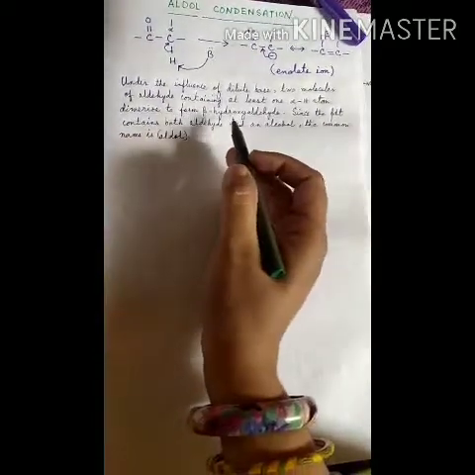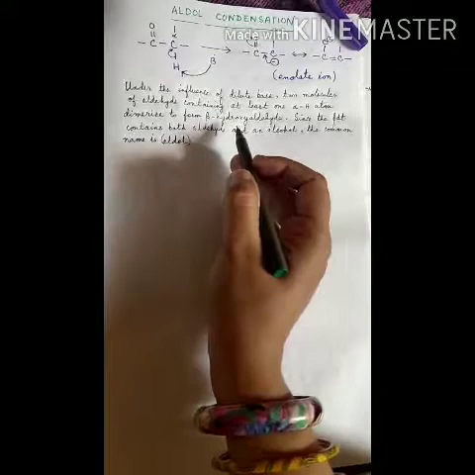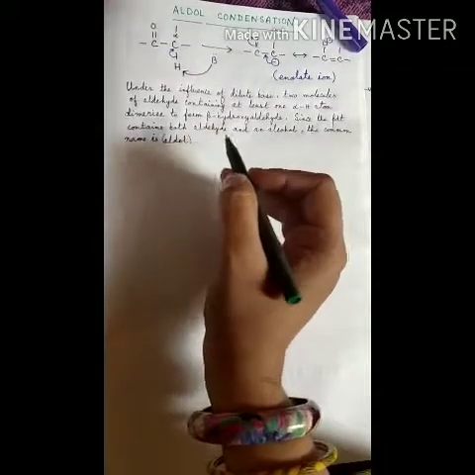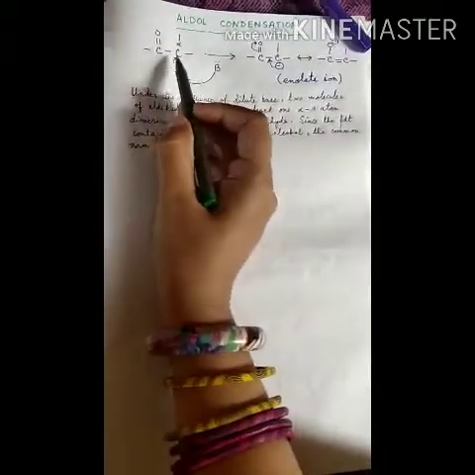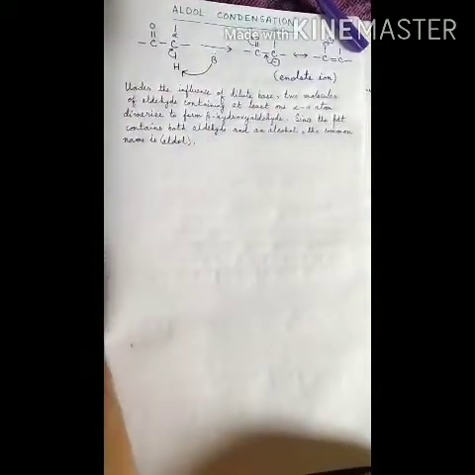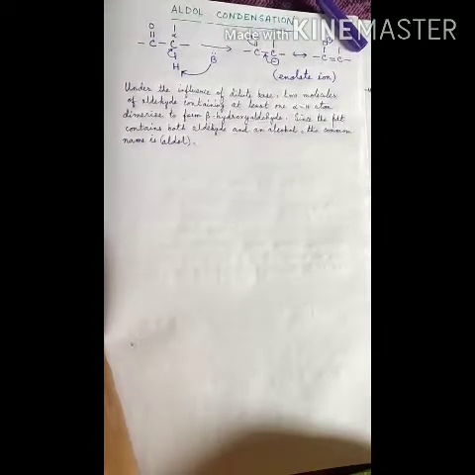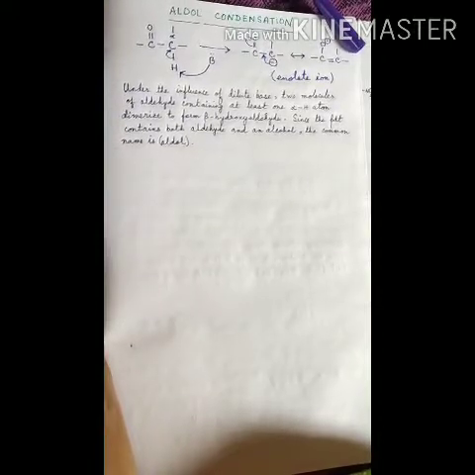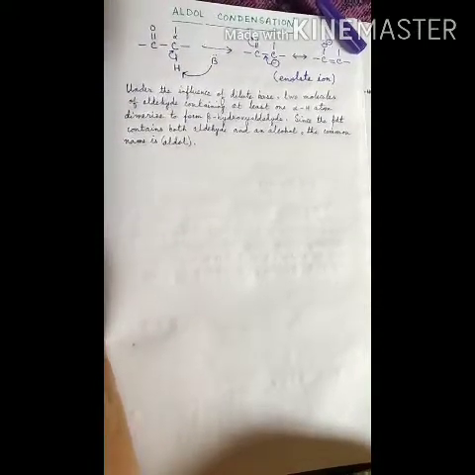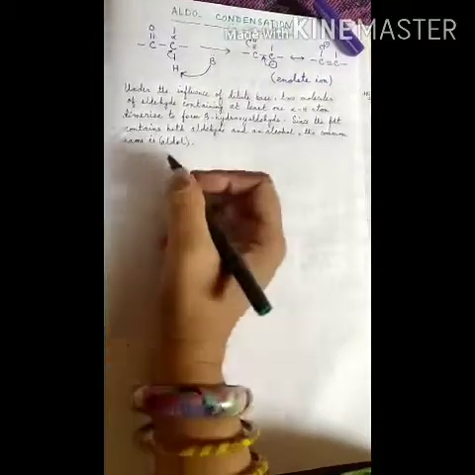a beta hydroxyaldehyde. Which one will be the beta carbon? First the carbonyl group here, this is alpha, and the next carbon will be beta. So in the beta position there will be an OH group, and the product will be beta hydroxyaldehyde. Now, as the product contains both an aldehyde and an alcohol group, the common name given is aldol. Now how does this aldol condensation take place?